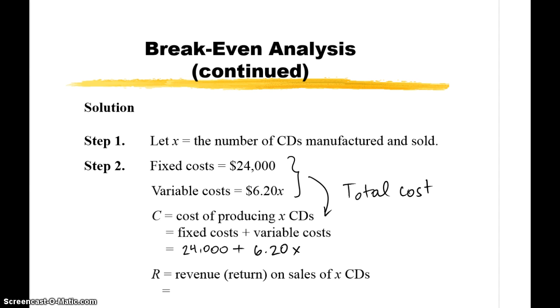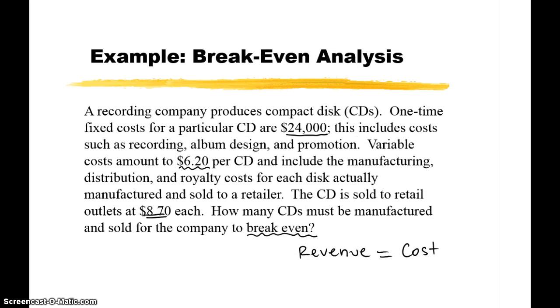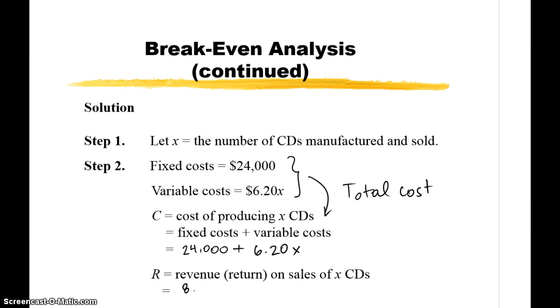On the other hand, we have revenue, right? That's the return on the sales of x CDs. And we use the letter R to denote revenue. And what would our revenue be? If you need to go back, notice that we're selling these at $8.70 each. So our revenue here should be 8.70 times x, the number of CDs we sell, times $8.70 per CD. Okay, so those are 2 relationships that we found so far.